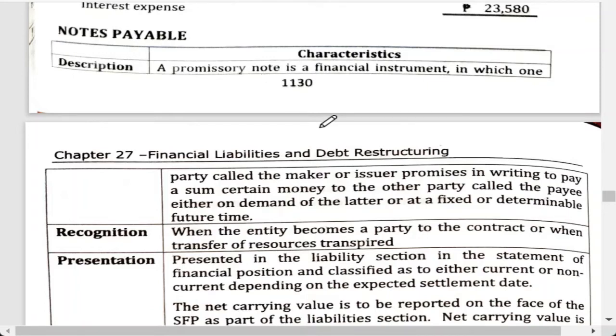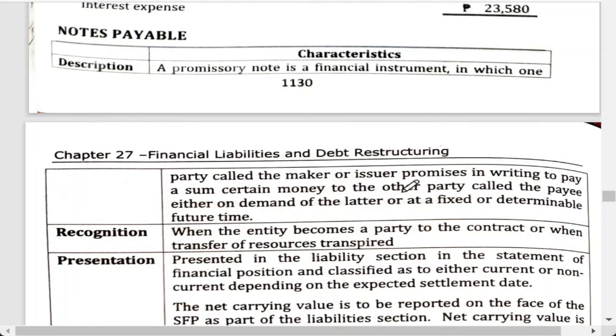It is a promissory note, a financial instrument wherein one party called the maker or the issuer promises in writing to pay a certain sum of money to the other party called the payee, either on demand of the latter or at a fixed determinable future time. So if the accounts payable or the promise to pay has a corresponding promissory note as evidence of the promise to pay, then that promise to pay is recorded as a notes payable.